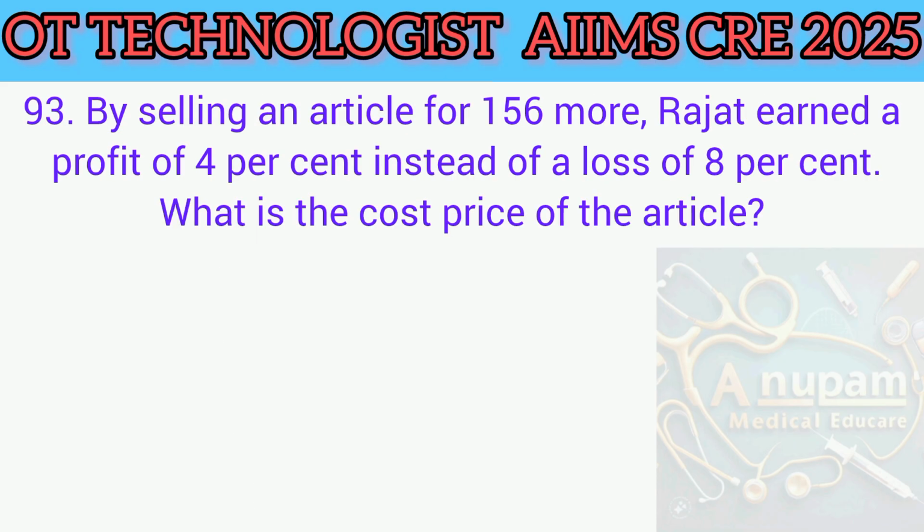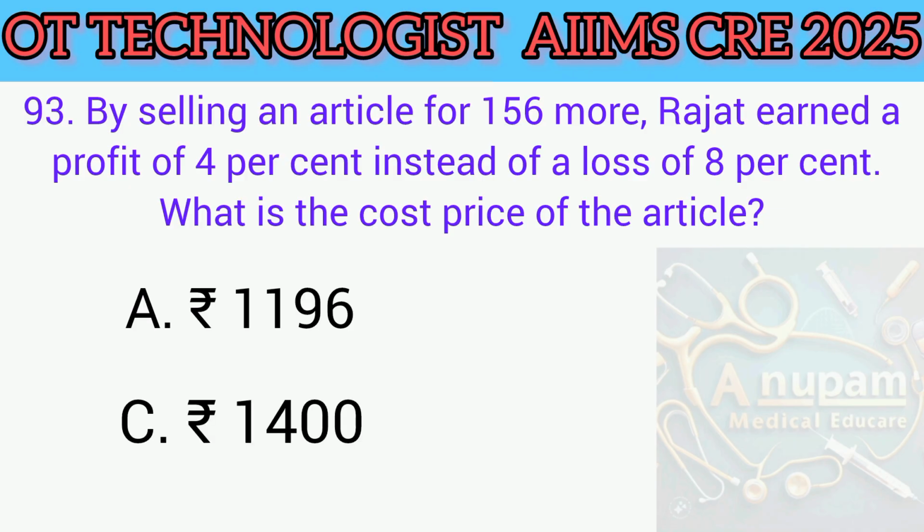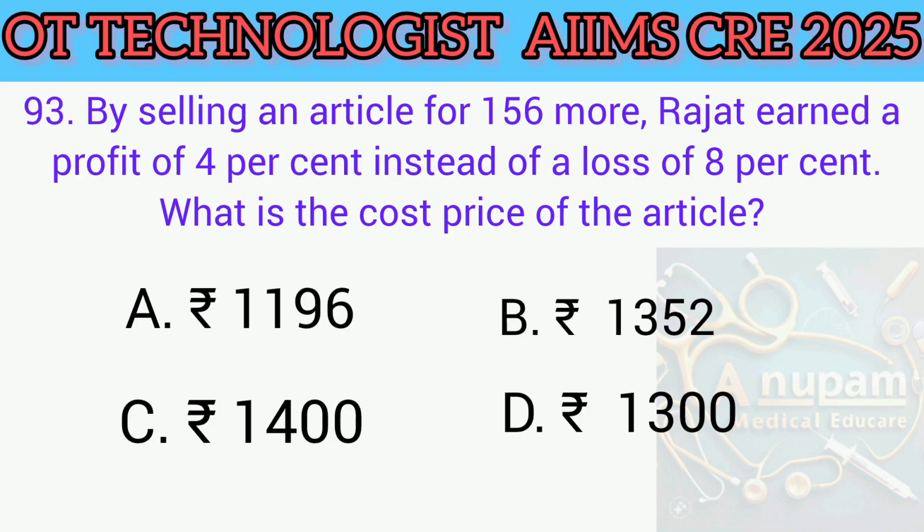Right option, A. Number 93. By selling an article for 156 more, Rajat earned a profit of 4% instead of a loss of 8%. What is the cost price of the article? Option A. 1196 rupees. B. 1352 rupees. C. 1400 rupees. D. 1300 rupees.